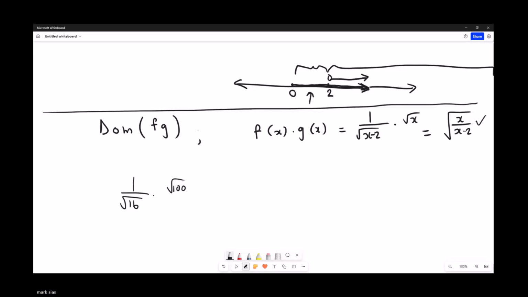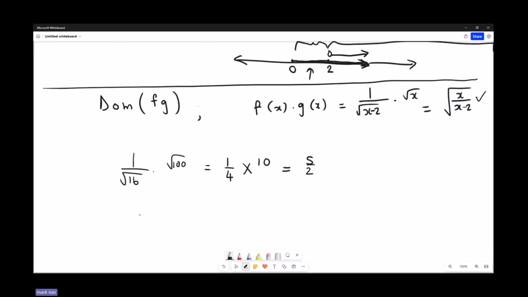Well, it's 1 over 4 multiplied by 10. I'm looking at positive square roots here, guys. I know that minus 10 times minus 10 is 100, and minus 4 times minus 4 is 16, but I'm going to get positive square roots. So this answer is 10 over 4, which is 5 over 2. But I could have just written this as the square root of 100 over 16, which is what I did here.